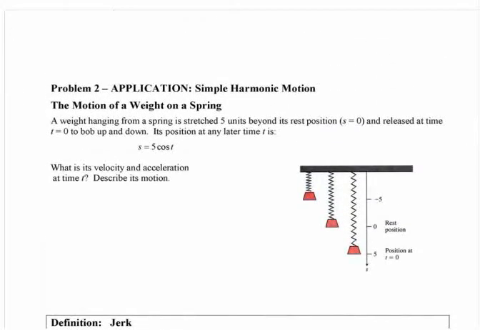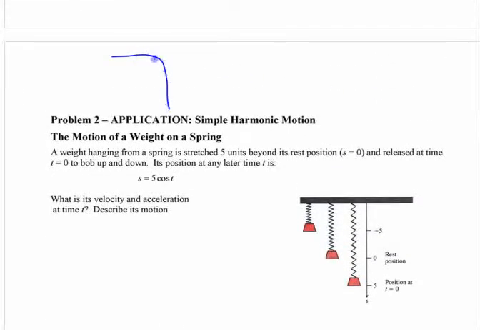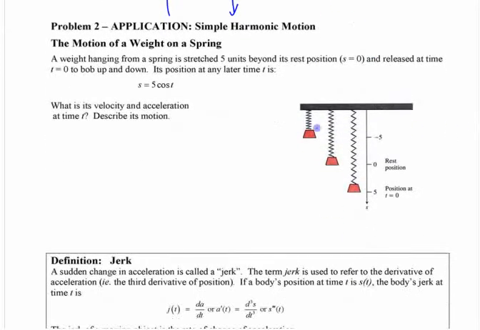When you have projectiles, we said you have constant acceleration. If you launch something up in the air and let it fall back down, the acceleration is constant, negative 9.8 meters per second squared, always in the same direction. When you have a spring going up and down, it's not constant acceleration. So let's think about this carefully here.